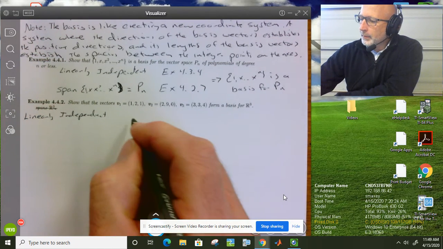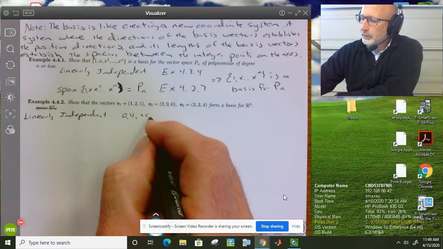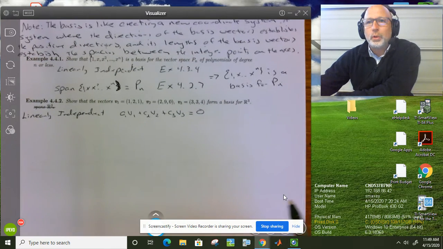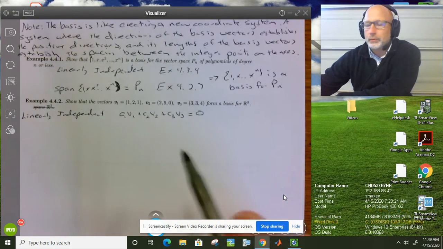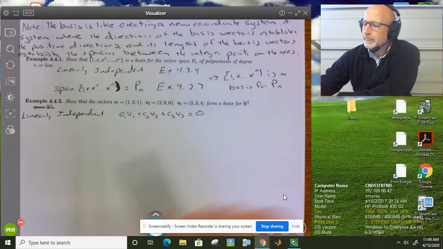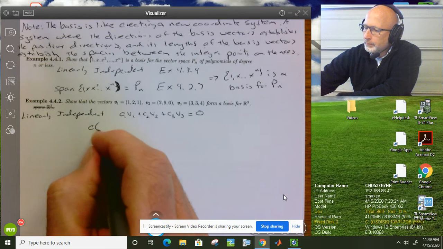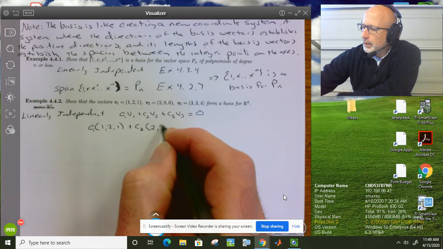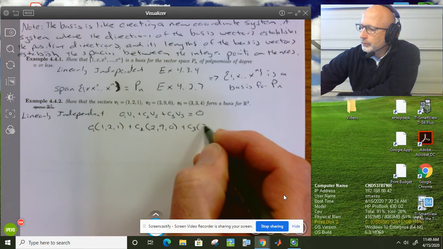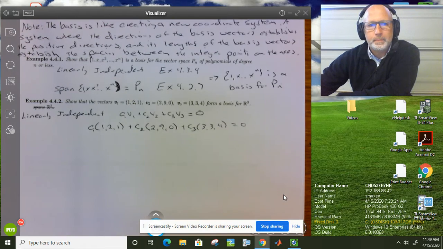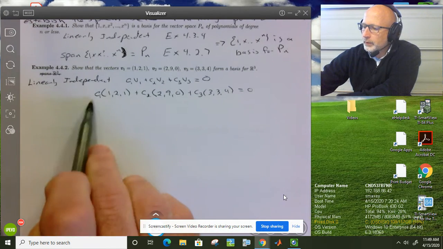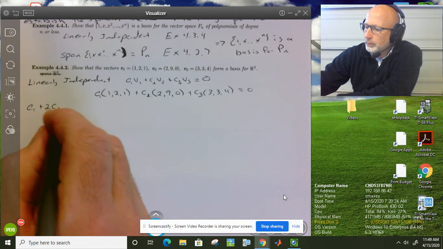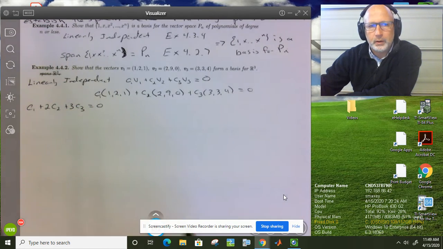Which means I'm going to take C1 V1 plus C2 V2 plus C3 V3 and set it equal to 0, and I'm going to show that the only way this possibly works is by the trivial solution where C1, C2, C3 are equal to 0. So plug in the vectors: C1 times (1, 2, 1) plus C2 times (2, 9, 0) plus C3 times (3, 3, 4), and that's going to be equal to 0. Setting up the system of equations, C1 plus 2C2 plus 3C3 is going to be equal to 0 because that's the 0 vector.